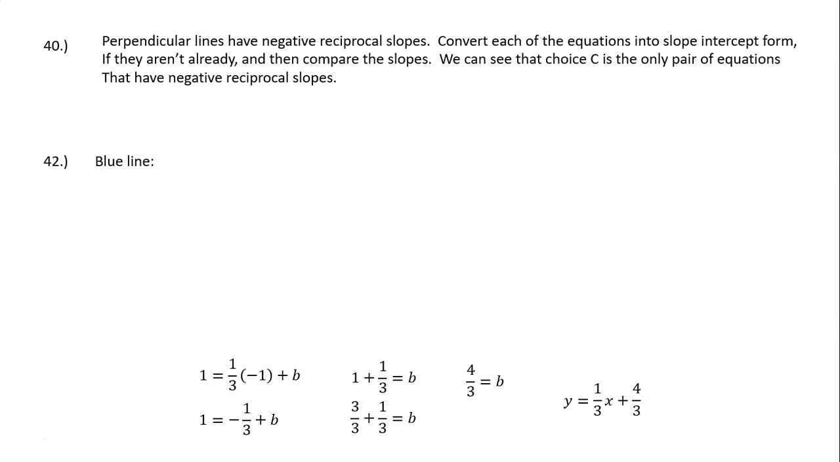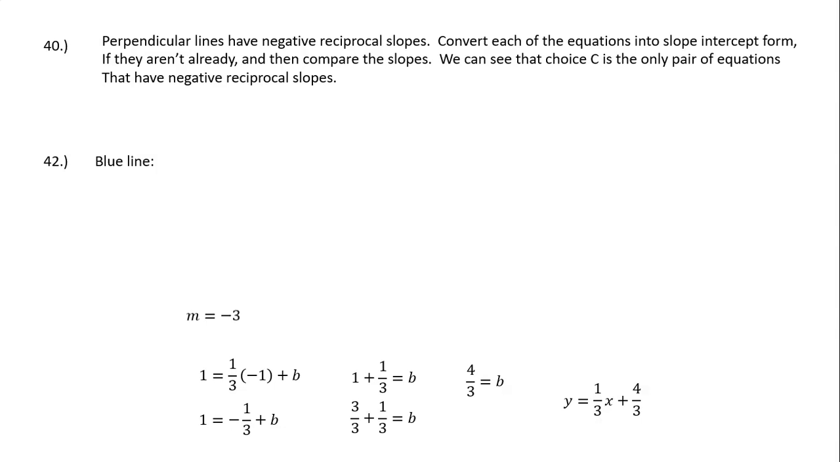Question number 40. Now, perpendicular lines, question number 40 is a multiple choice question. They ask you here to determine which pair of lines is perpendicular. So perpendicular lines have negative reciprocal slopes. Now we can see that in each one of these, A, B, C, and D, all of these pairs of lines are in slope-intercept form. If they wouldn't have given them to you in slope-intercept form, you would have had to put them in slope-intercept form first, but they did that for you. So it's very easy to see the slopes. And we can see in choice C that they are the only pair of equations that have negative reciprocal slopes.